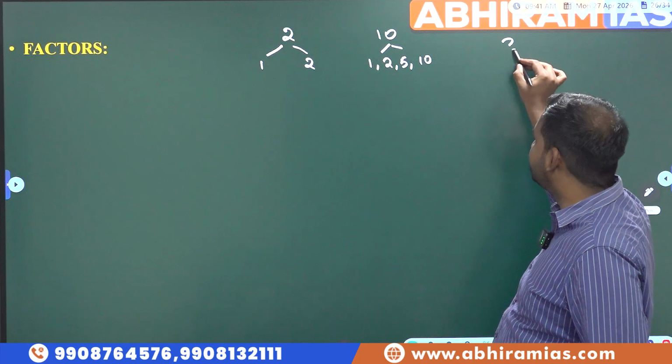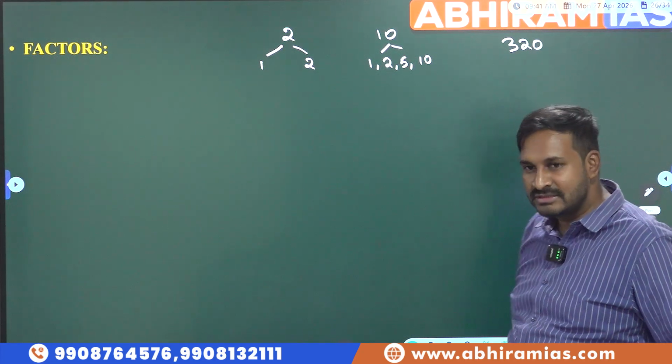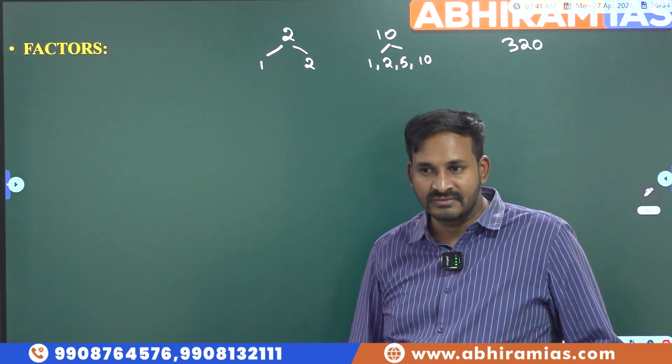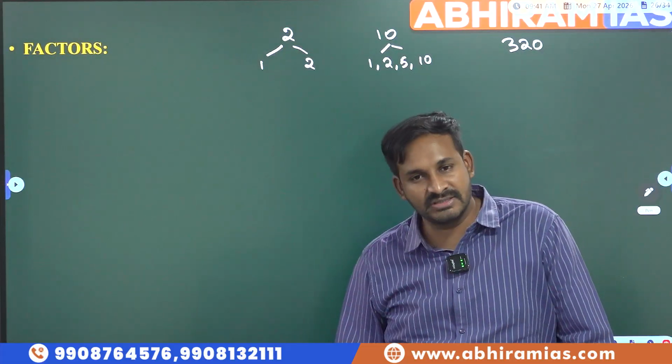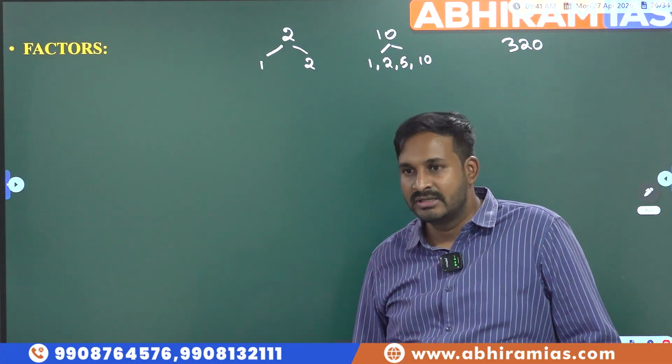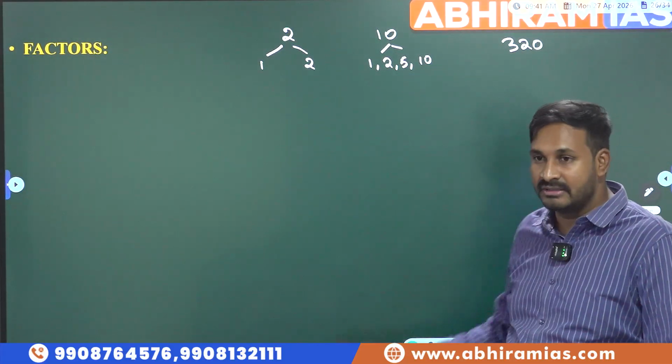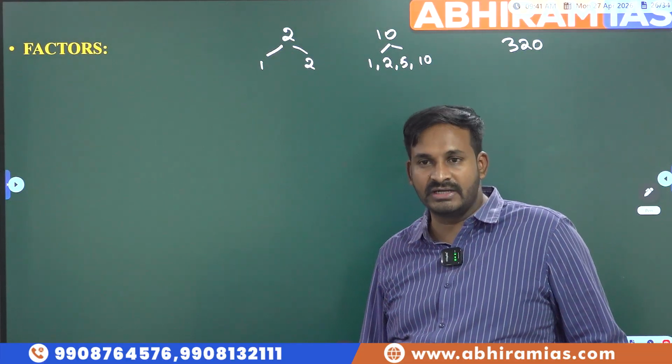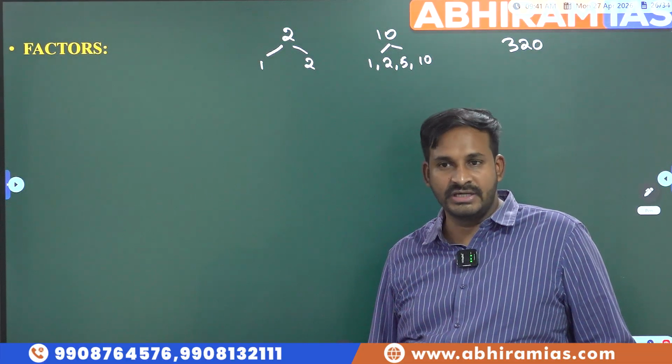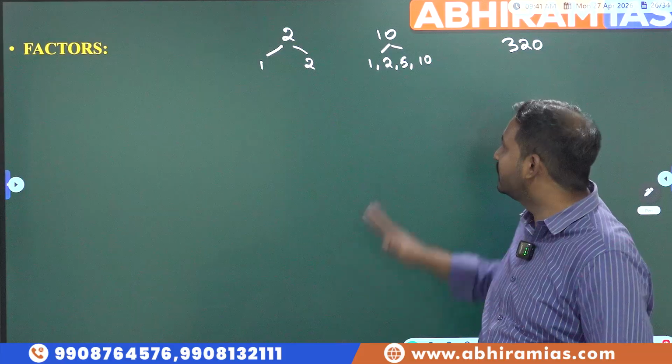What are the factors for 320? That means the number of factors. Is it easy for us to tell? No. As 2 and 10 are small numbers, we have written them out and counted them. But if the number is a big number, is it practically possible to find the factors for that? No, it is not possible. For that only we have a technique.